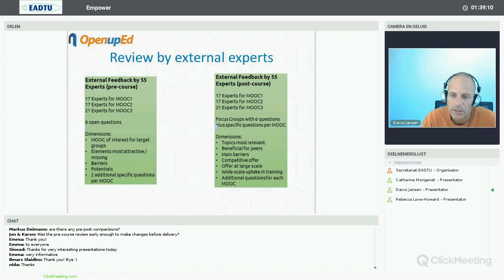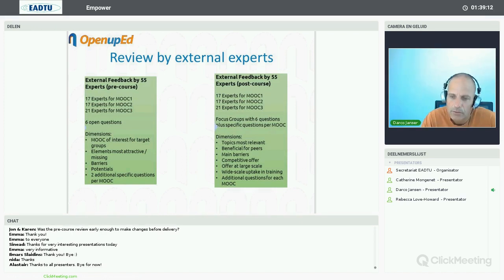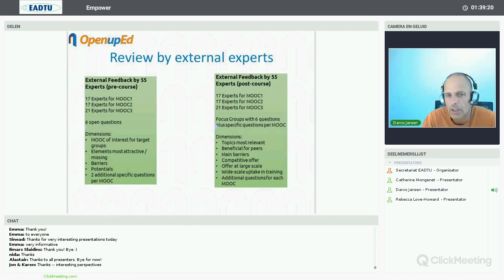Note that we are from EDTU working on a trend report on MOOCs, focusing on quality. So most of the presentations presented today will have a little bit more elaboration in a separate OpenupEd trend report published soon.